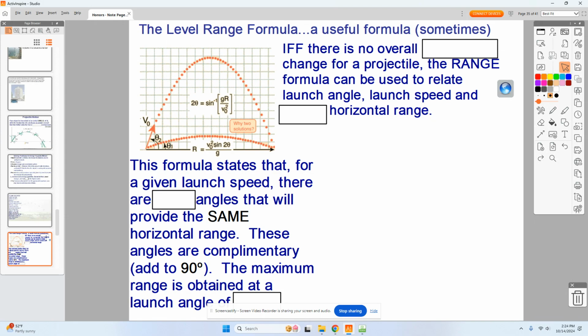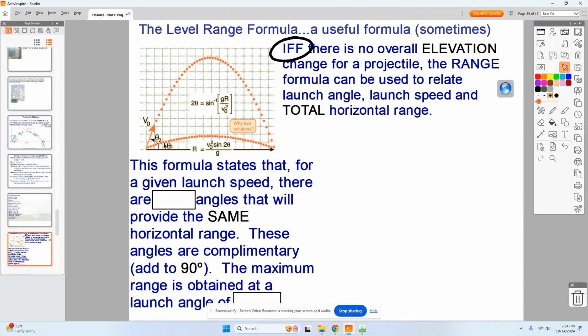So iff, you guys know what that means? It's a math statement. If and only if there's no elevation change, the ball is kicked from the ground, it lands back on the ground. The range formula can be used to relate the launch angle, launch speed, and the total horizontal range. In that lab, I call that the level range formula.